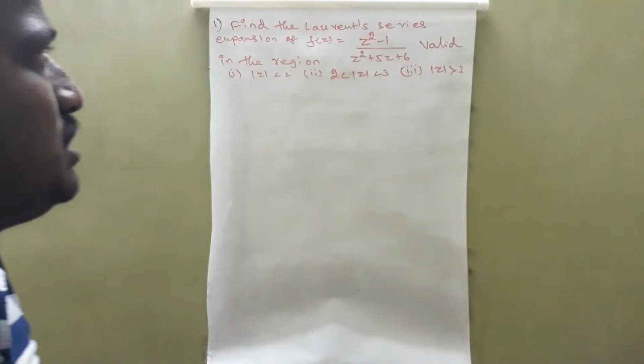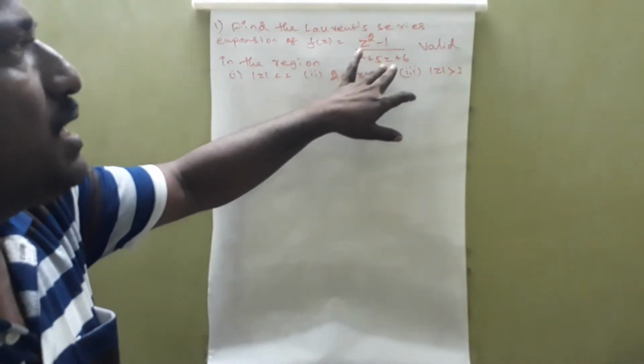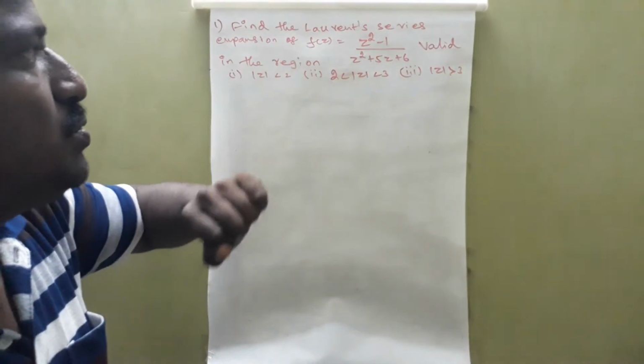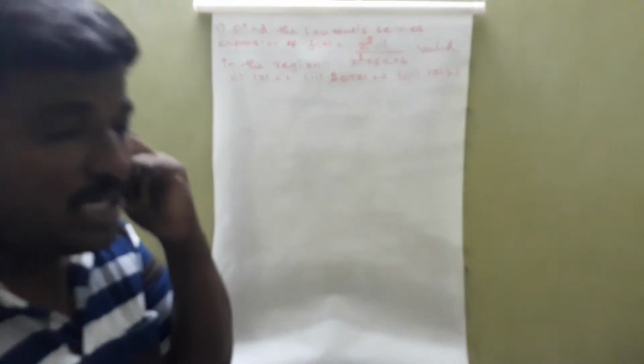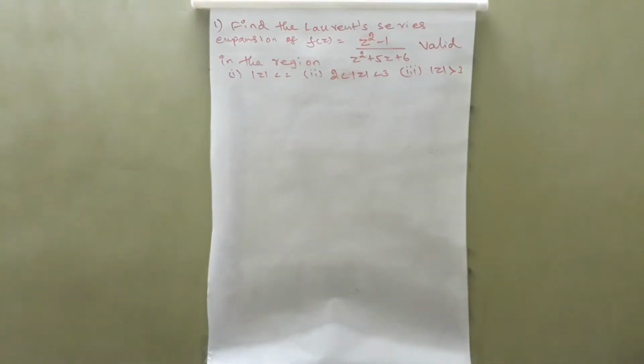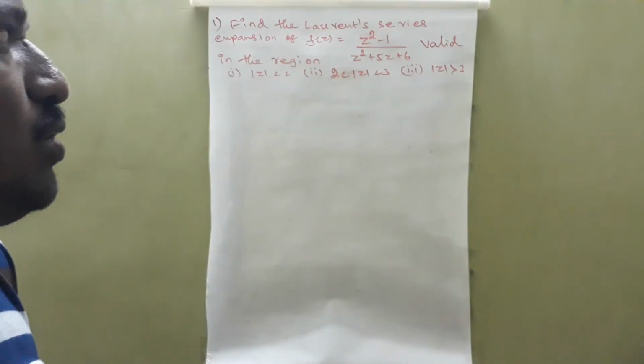So when you find the Laurent series expansion, there are two stages. The first stage is I have to find the partial fraction for the given function. That is the first stage. Stage 2, I have to apply the binomial series expansion. What we saw just before, the series representation or binomial expansion. So I have to use one of the formulas.